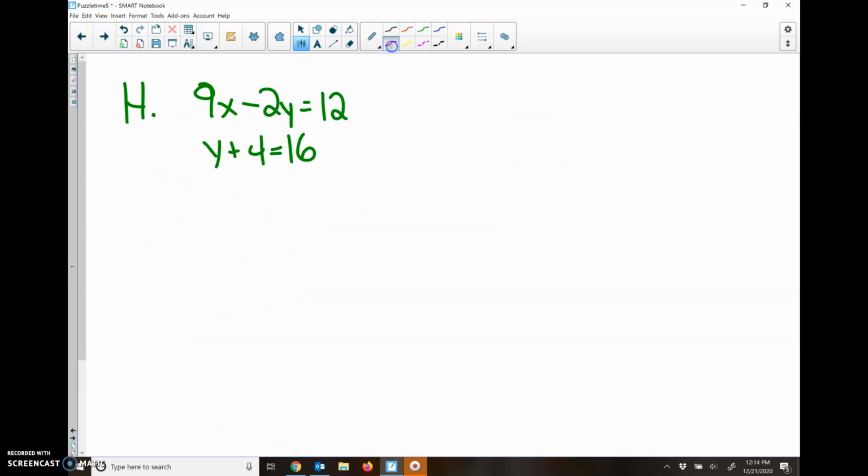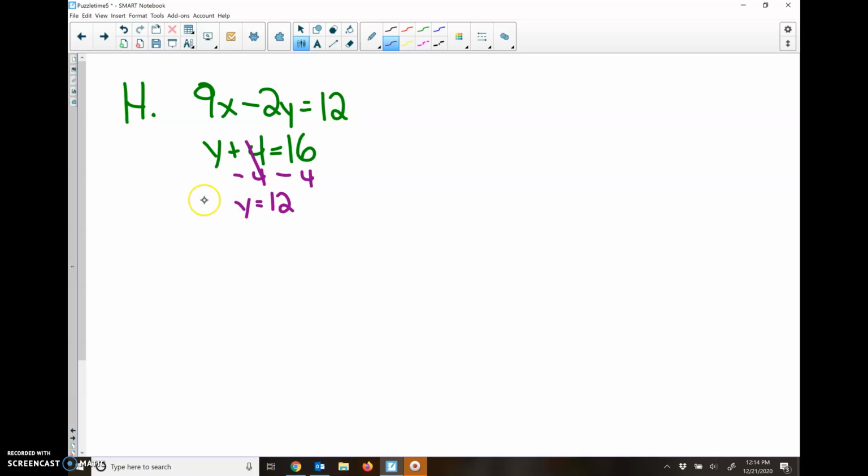All right, and then H is one of those difficult ones that we talked about. So the top doesn't say x or y equals. The bottom doesn't say x or y equals. But the bottom one, we could make it say y equals pretty easily. So it says y plus 4 equals 16. So I'm going to get rid of this plus 4 by subtracting 4. And I'm going to figure out that y equals 12.